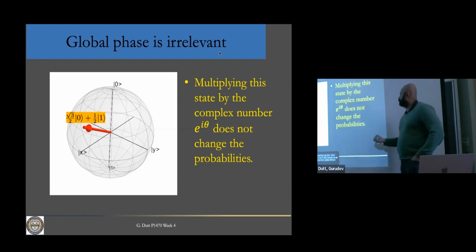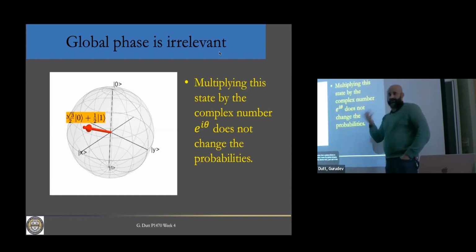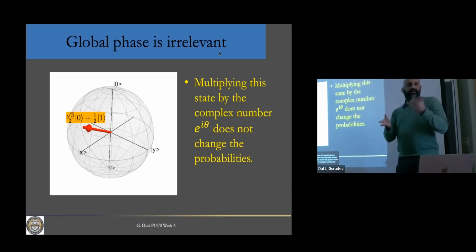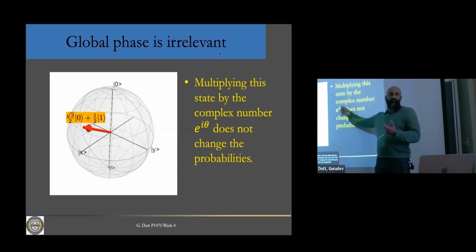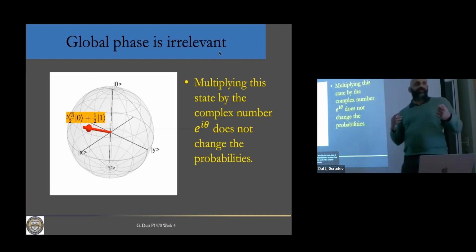What I mean by a global phase is, if I take a state on the Bloch sphere, just call it this state, and multiply the whole thing by a complex number with unit magnitude, that is, any number of the form e^{iθ}, it does not change the probabilities. We know that e^{iθ} rotates each of the complex numbers, right? Because when I multiply by e^{iθ} and look at the coefficients, I'm multiplying each of those coefficients by that same angle.